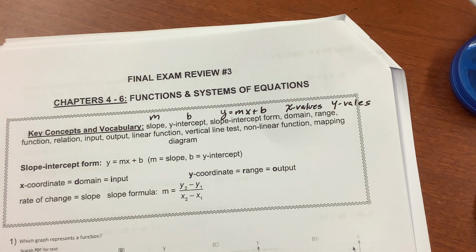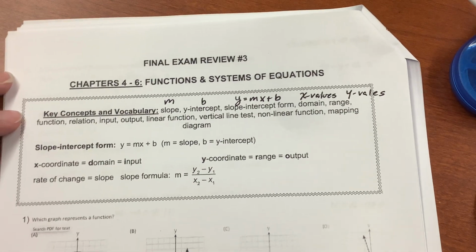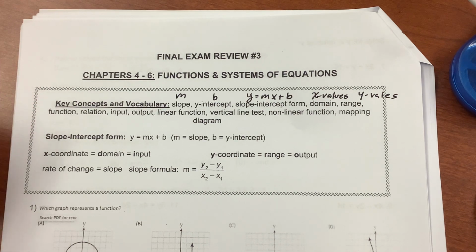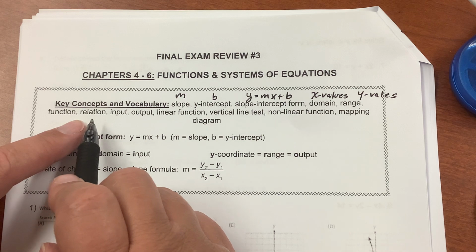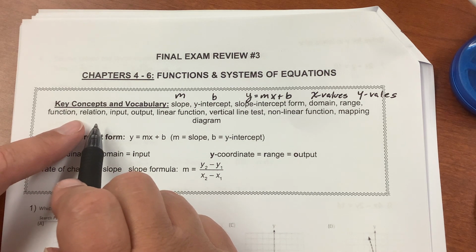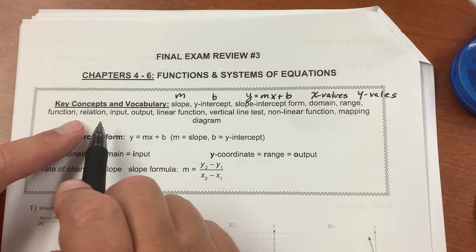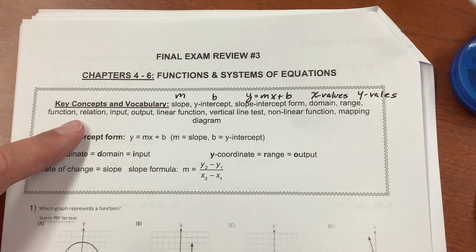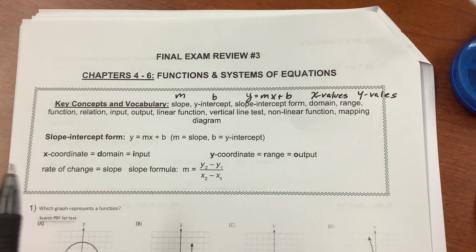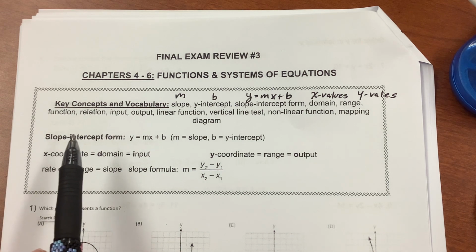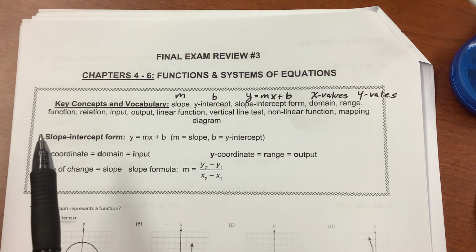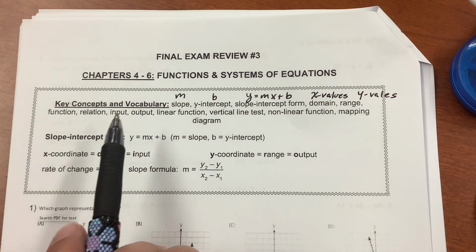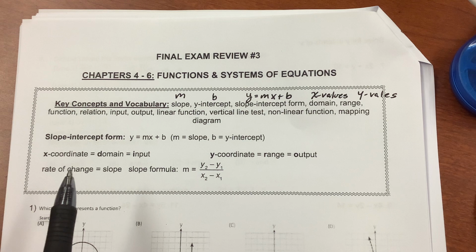Function, y equals mx plus b is the only function we're really gonna deal with, but a function is a relation, a set of ordered pairs where the x values do not repeat. So a relation is a set of ordered pairs. 1, 2, 3, 4, 1, 7, 8, 2. Now that's just a relation. It's not a function because that value 1 repeated. So a function is a relation, like a square is a rectangle. But a function is special because the x values don't repeat. Input and output, same as domain and range, x values and y values.